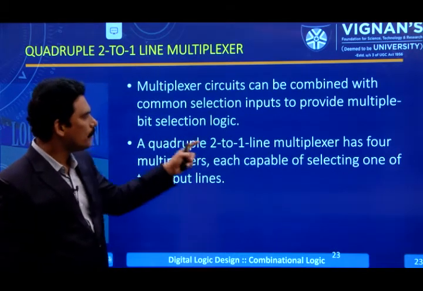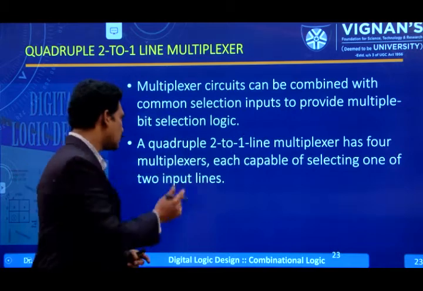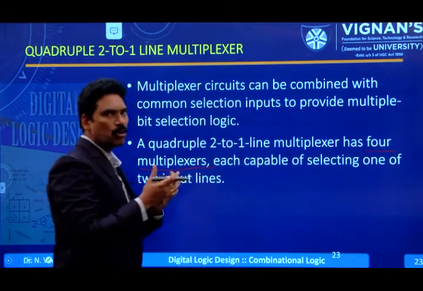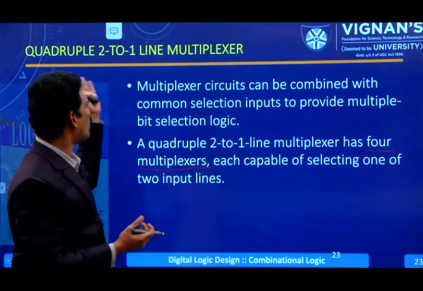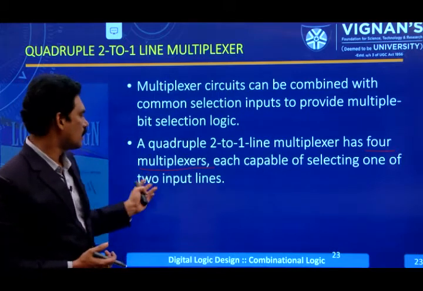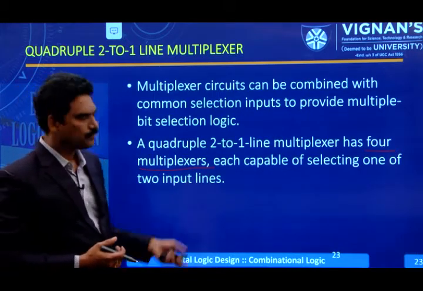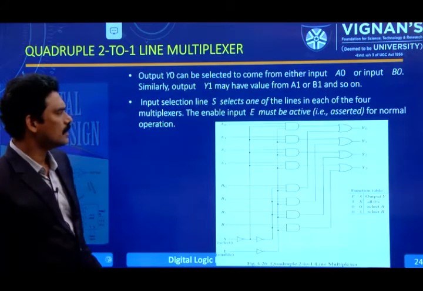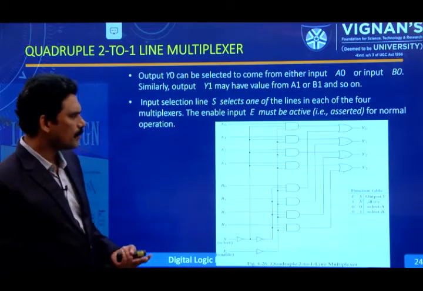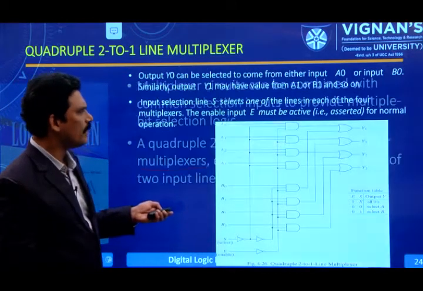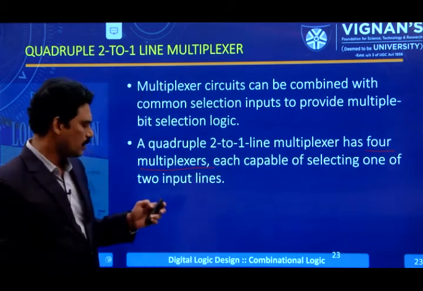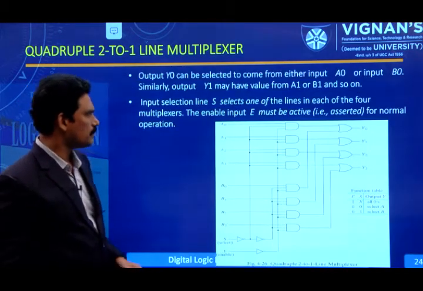So, a quadruple 2 to 1 line multiplexer has how many multiplexers? 4 multiplexers. By combining 4 multiplexers, we are going to design a quadruple 2 to 1 line multiplexer, each capable of selecting one of 2 input lines. So, this is the logic diagram for this quadruple 2 to 1 line multiplexer. How many multiplexers are there in this? 4 multiplexers are there in this.